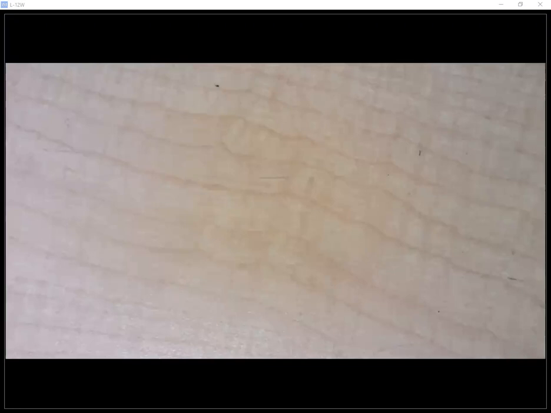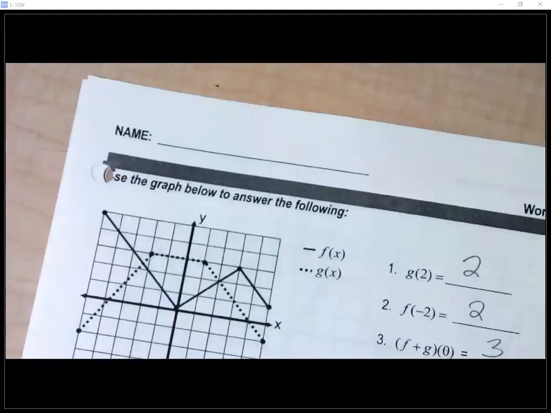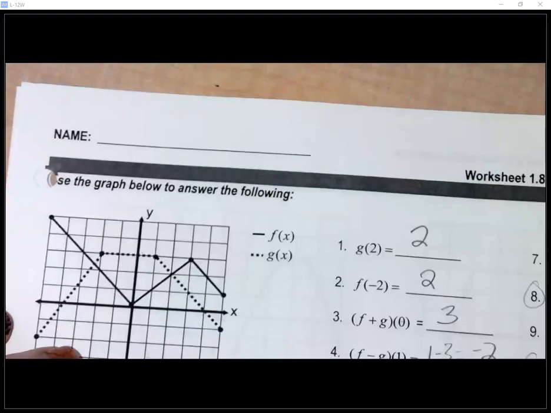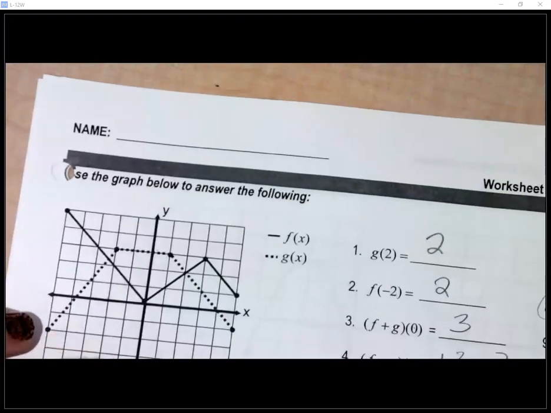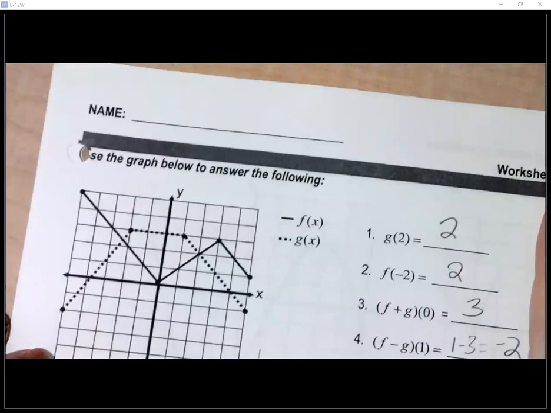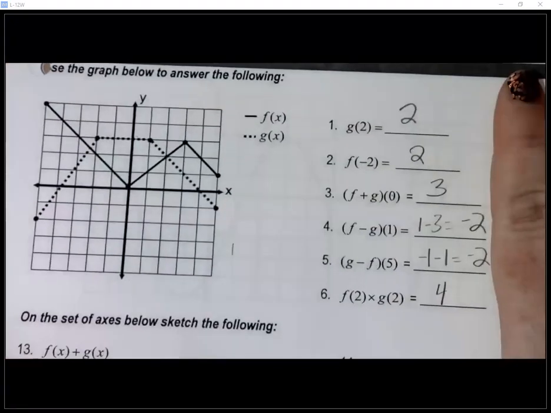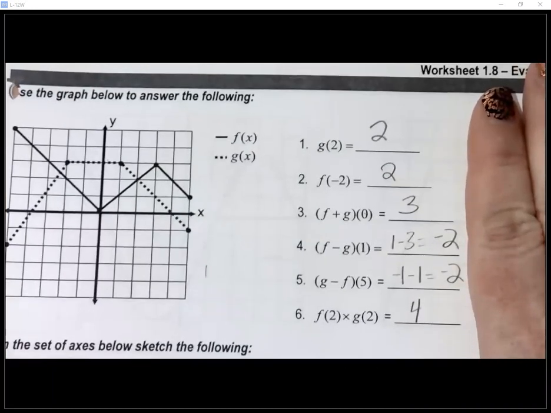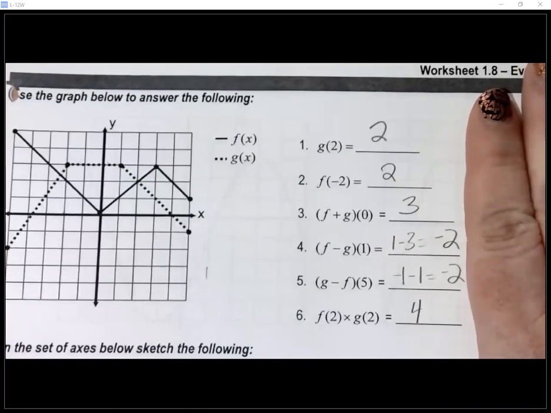Okay, everybody, I want to sort of check in and see how we're doing so far. All right, so let's take a look at 1 through 6 here. So there are my values. Double check that we got the same thing. Any questions 1 through 6?